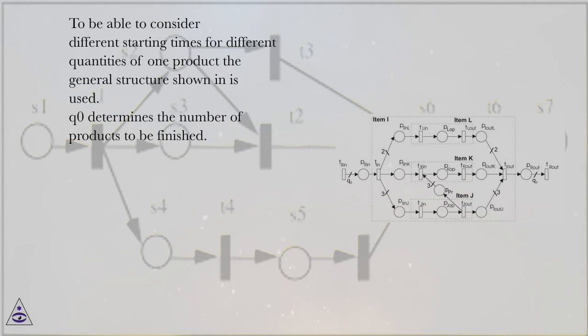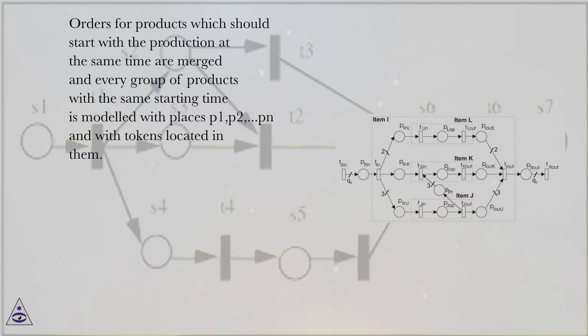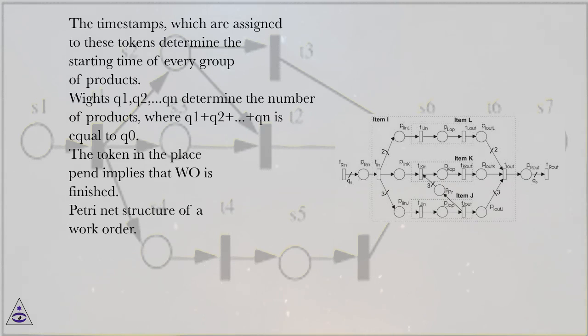To be able to consider different starting times for different quantities of one product, the general structure shown is used. Q0 determines the number of products to be finished. Orders for products which should start with the production at the same time are merged, and every group of products with the same starting time is modeled with places P1, P2, PN and with tokens located in them. The timestamps, which are assigned to these tokens, determine the starting time of every group of products. Weights Q1, Q2, Qn determine the number of products, where Q1 plus Q2 plus ... plus Qn is equal to Q0. The token in the place POUT implies that WO is finished. Petri-Net structure of a work order.